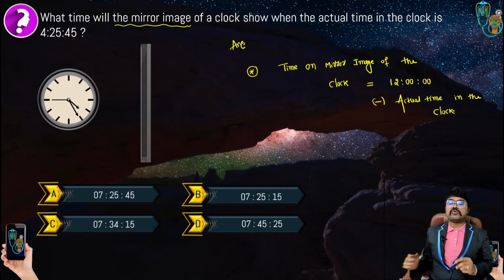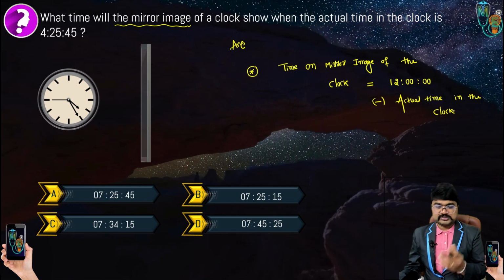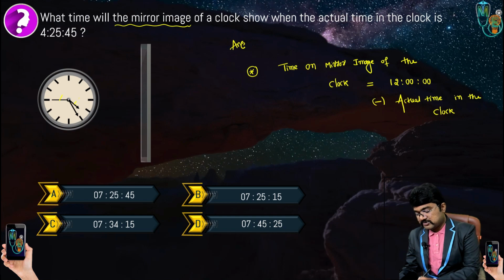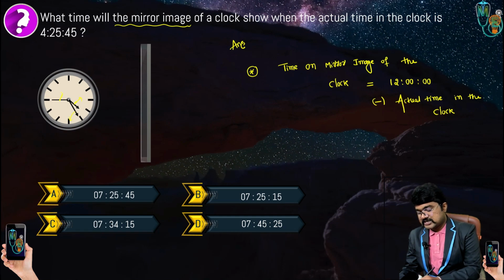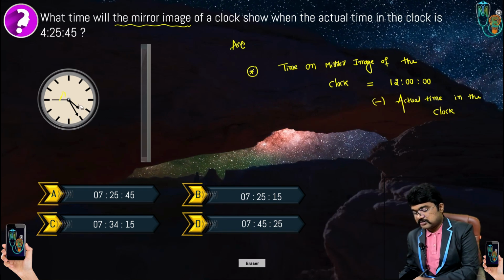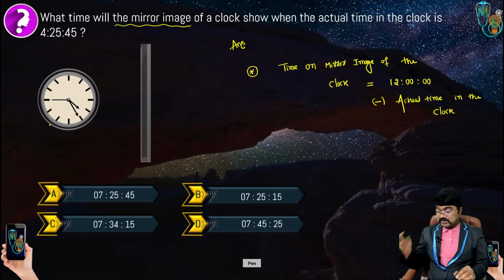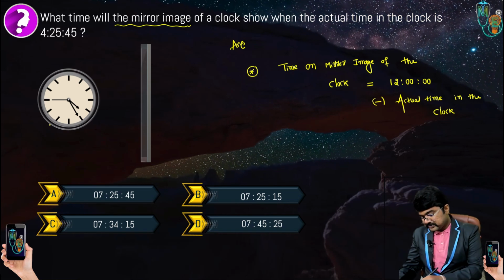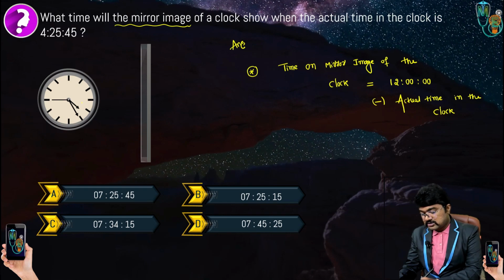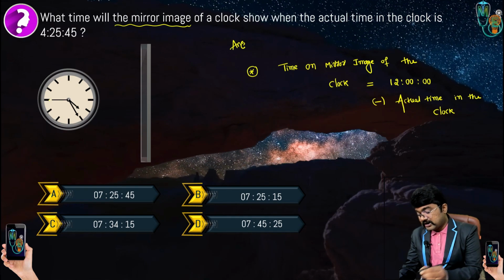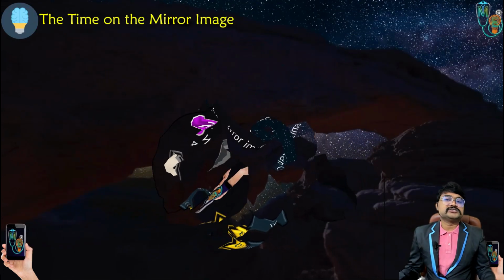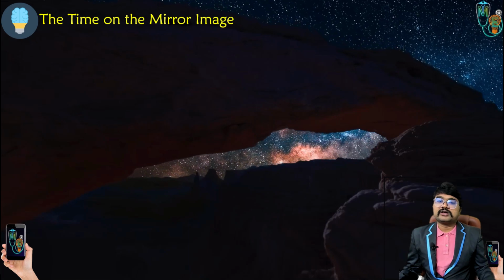I want to show you what kind of image will be formed for this. This is the seconds hand, minutes hand, and hours hand. This is a basic clock. Now, what is the time here? Exactly, it is in between 4 hours, 25 minutes, 45 seconds. That is the actual time. What kind of image will be formed? The time on the mirror image.